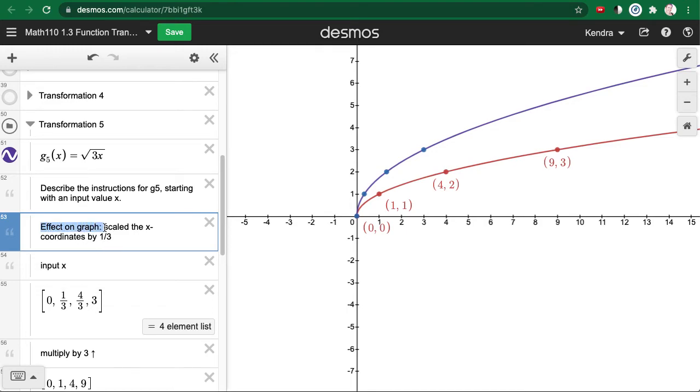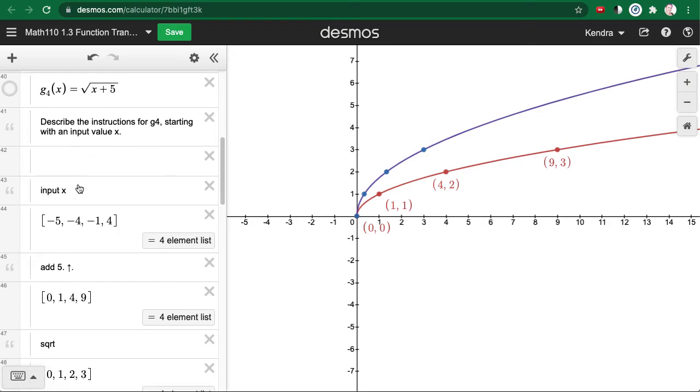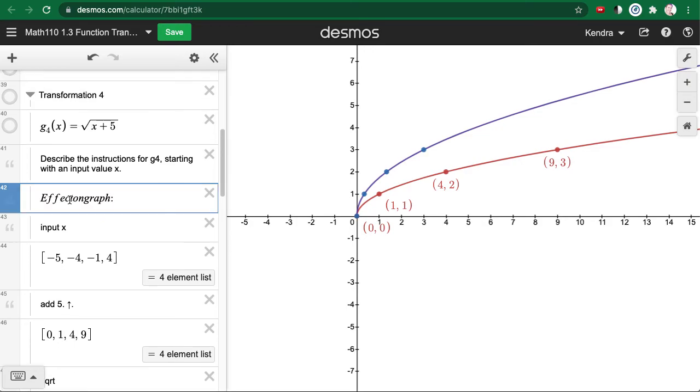All right, let's actually put this in here. This one, the effect on the graph was we added 5 to the input value before applying the function, and that meant we actually had to subtract 5 from the x coordinates.